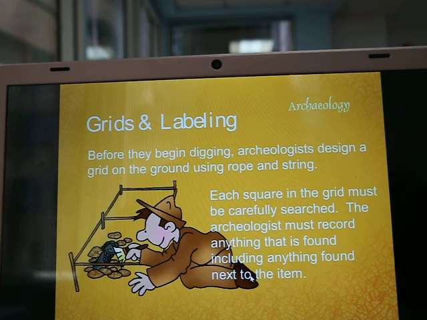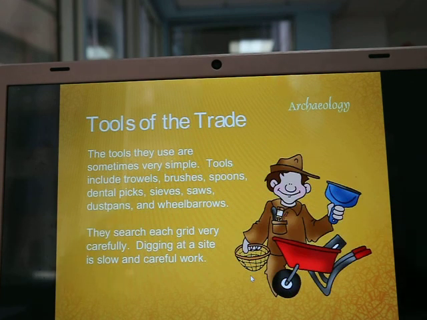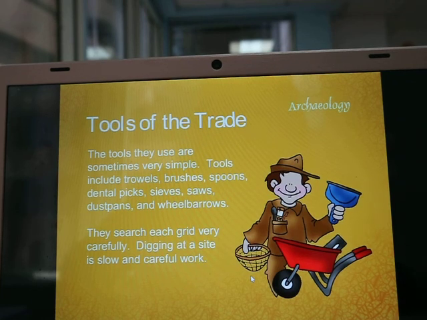So, grids and labeling. Before the archaeologists start digging, they do the grids and labeling so that they will know which part to dig, and so that their work will be efficient, easier, and faster. They usually use tools of the trade, like trowels, brushes, spoons, dental picks. The usual digging materials, they also use those.